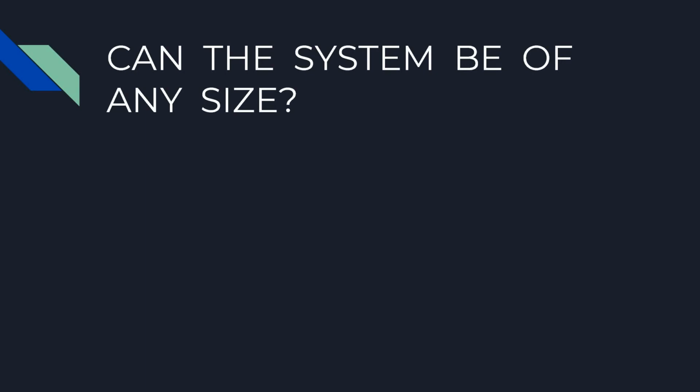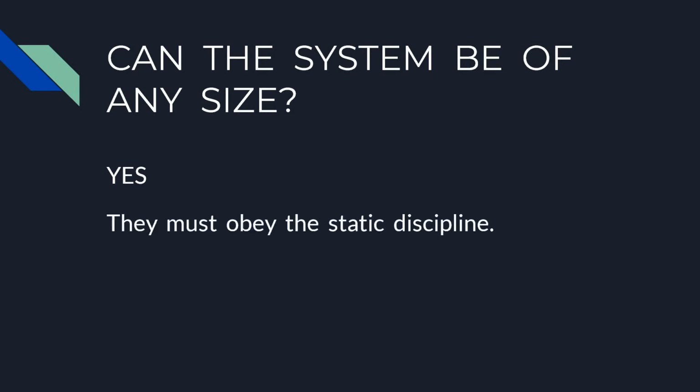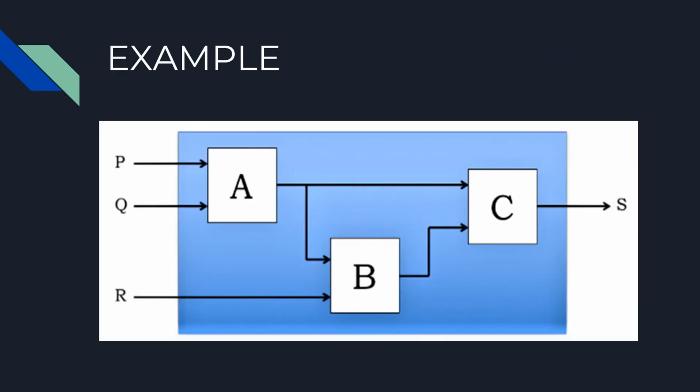Can the system be of any size? The system can be of any size and still be expected to obey the static discipline. Why is this true? Consider the following system built from the combinational devices A, B, C. We prove this by showing the overall system does in fact obey the static discipline.